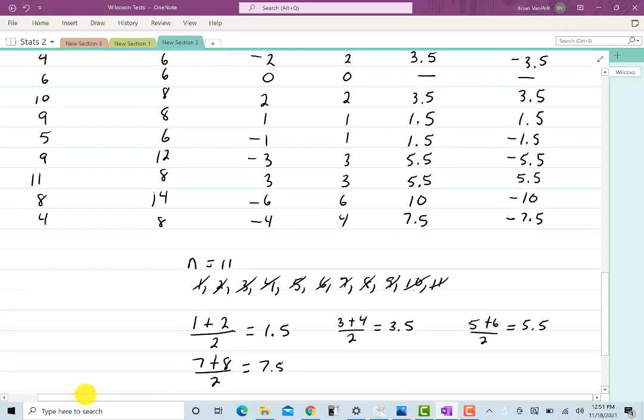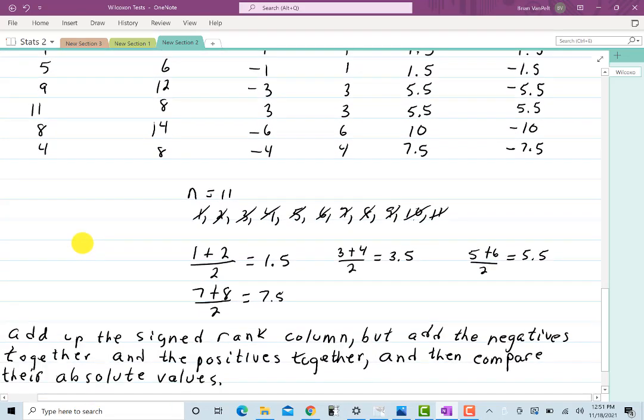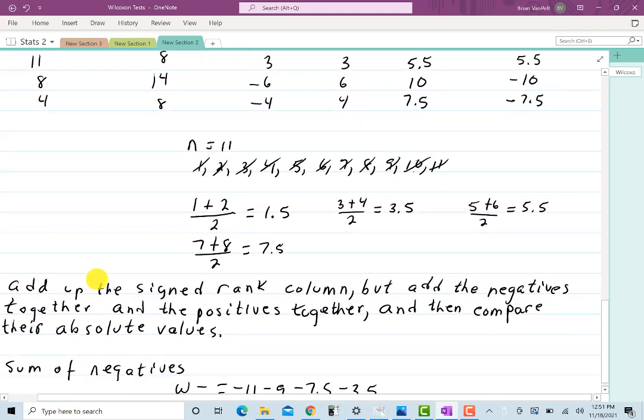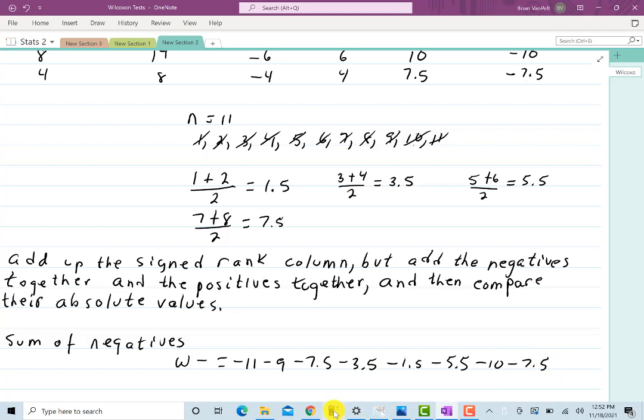Let's see what else we had. I think I've got the first four okay. Then we have negative 1.5, negative 5.5. Then we have negative 10 and negative 7.5. So let me add up all of these numbers.